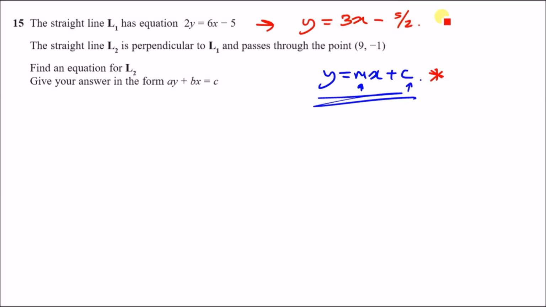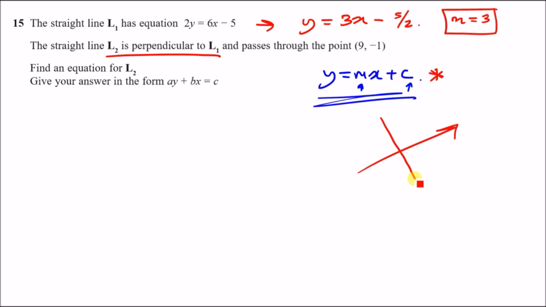Okay, so our gradient in this case is 3. So m is the gradient. Now the straight line L2 is perpendicular to L1. So perpendicular literally means that if one line is facing this direction, the other line is going to be at a 90-degree angle in this direction. So this is a perpendicular line, L1 and L2.